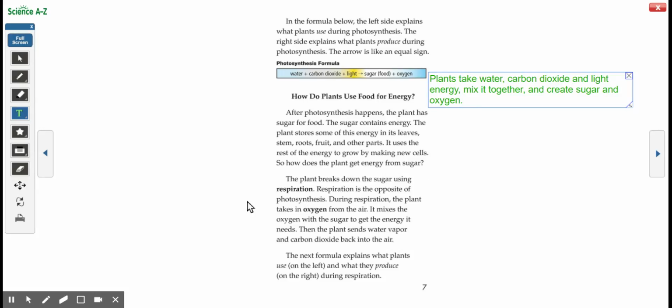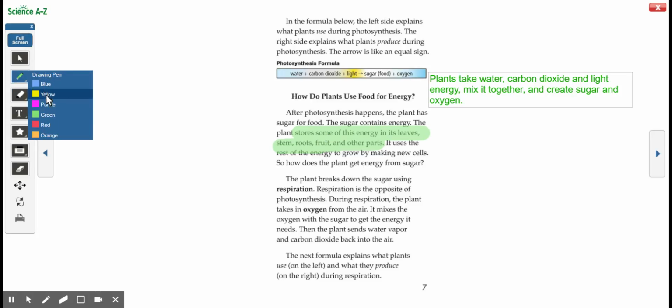So that sugar is energy. So the plant stores energy in its leaves, stems, root, fruit, and other parts. This is going to be important. Fruit. You'll see why in a minute. Then it uses the rest. So it stores some, uses some.